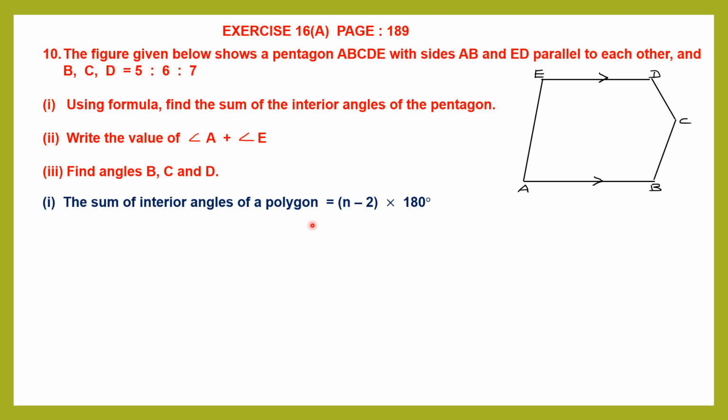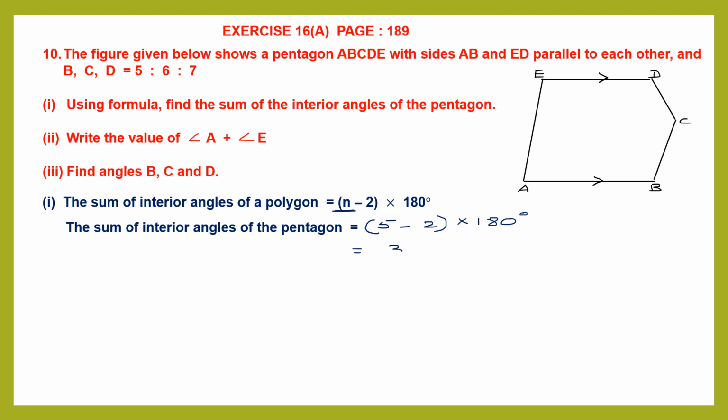So sum of the interior angles of a polygon, this is the formula, and we have been asked to use this formula to find the sum of the interior angles of this pentagon. So let's do that. The sum of the interior angles of the pentagon will be (n minus 2) into 180 degrees. n stands for the number of sides, and a pentagon has 5 sides. So 5 minus 2 into 180 degrees. Now 5 minus 2 is 3. 3 into 180 degrees is 540 degrees. So we have found the sum of the interior angles of the pentagon to be 540. So this is our first answer.